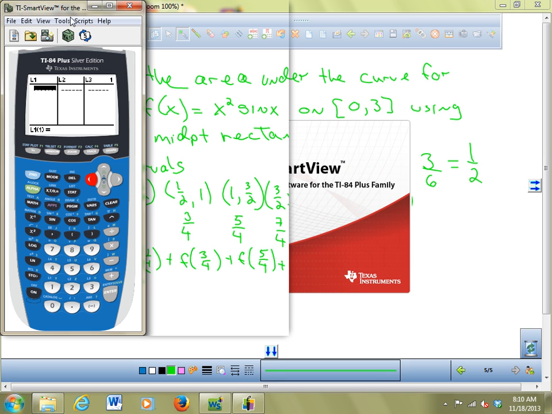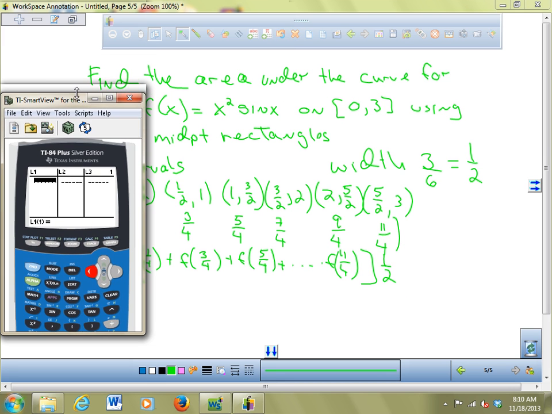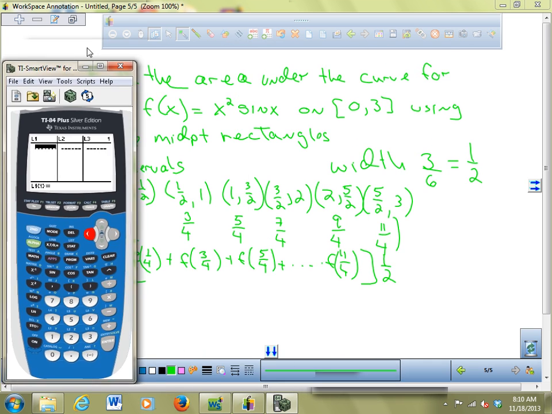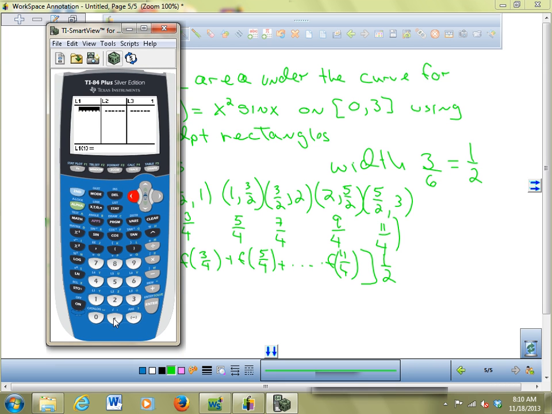So I'm going to put in those values that I have: 1 fourth, 3 fourths, 5 fourths. So let's do it. I guess I could do it as a decimal. It's easier, right? 0.25 and 0.75, 1.25, 1.75, 2.25, and 2.75. So now I have the x values for those rectangles in my calculator.